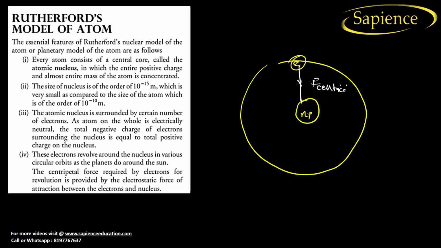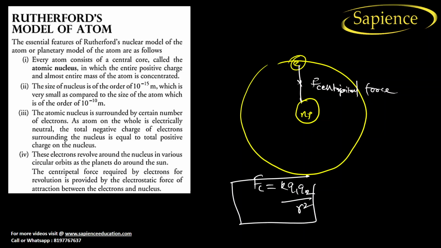Now from where will this centripetal force come? We need to understand that the centripetal force will come from the electrostatic force, that is k q1 q2 by r square. This is the electrostatic force, and this force will provide the required centripetal force for the circular motion, right? The electrons revolve around the nucleus in various circular orbits as the planets do around the sun. The centripetal force required by the electron for the revolution is provided by the electrostatic force of attraction between the electron and the nucleus.